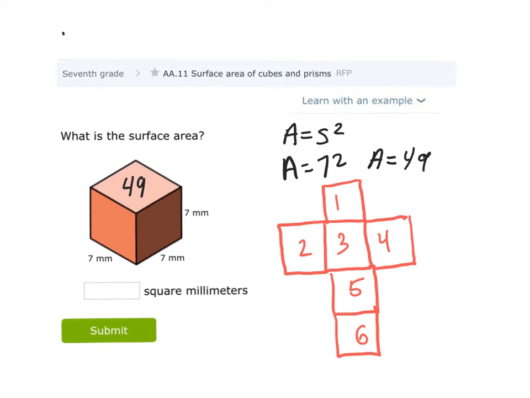So to get my total surface area, I have to do 49 times 6, and that is 294. So the surface area of this cube is 294 square millimeters.